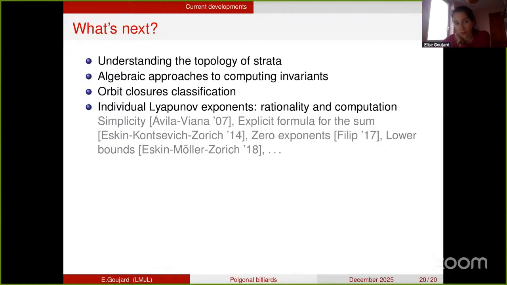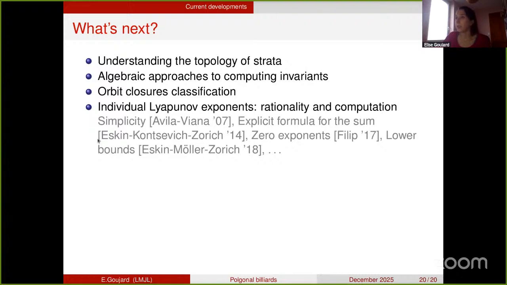For instance, it's not shown, as far as I know, that they are rational, so it's a conjecture. We know that the sum is rational. We know plenty of examples where they are rational, but it's not shown in full generality. And how to compute them is a big question.